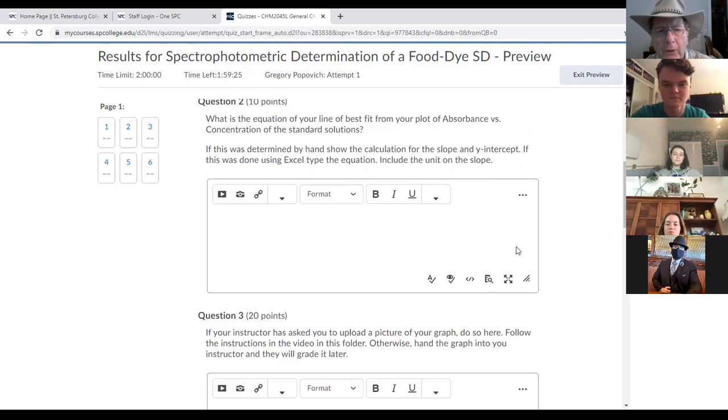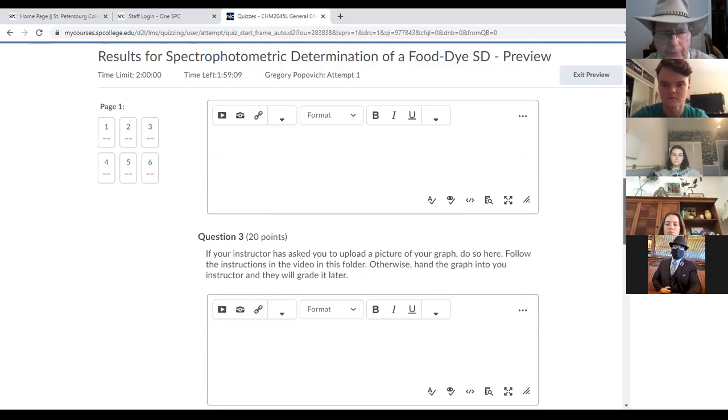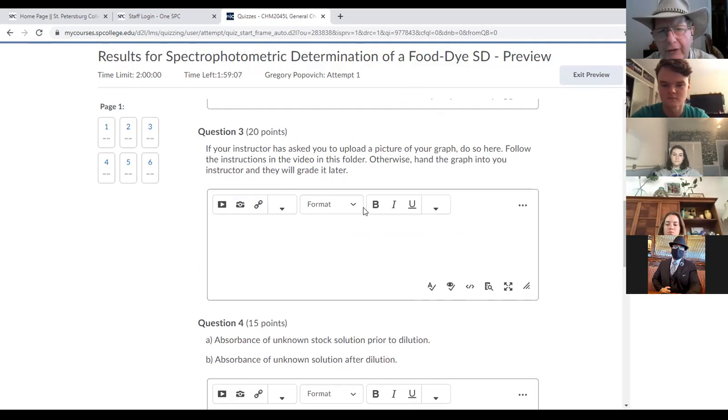Okay. Put in a picture. Put in the equation of your line of best fit. If it was determined by hand, if I see a hand graph, you got to show me how you got the slope and y-intercept. Put everything I ask you to put in for the graph.